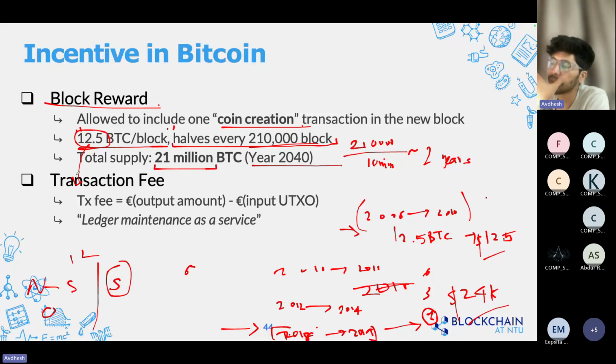The second mechanism through which they earn rewards is transaction fees. So, why did Satoshi make both of these? Why not just the block reward?